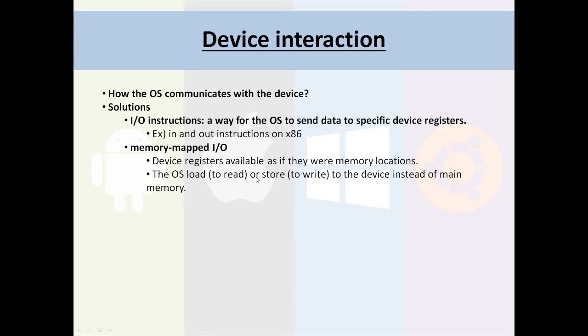To access a particular register, the operating system issues a load to read that information, or a store to write information to the device instead of main memory. This is something maybe you're more familiar with, because this translates directly to our machine instructions, those assembly code instructions of load and store. It's applying that exact same approach of interacting with memory as if we're interacting with storage devices or input-output devices.